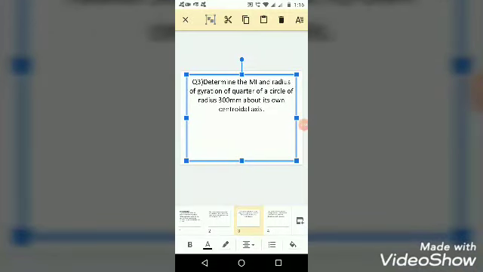Next slide. Determine the moment of inertia and radius of gyration of a quarter of a circle of radius 300 mm about its own centroidal axis. So you have to find Ixx and Iyy, and you have also to find kxx and kyy. This type of numerical has already been solved in our previous PPT. So you can refer to that and solve it. Next slide.